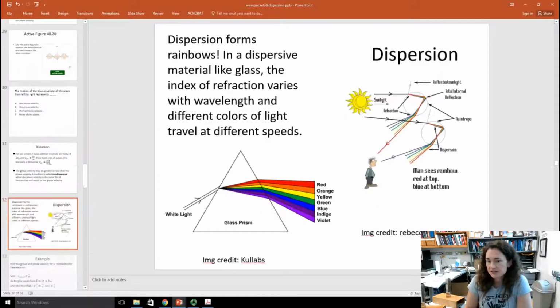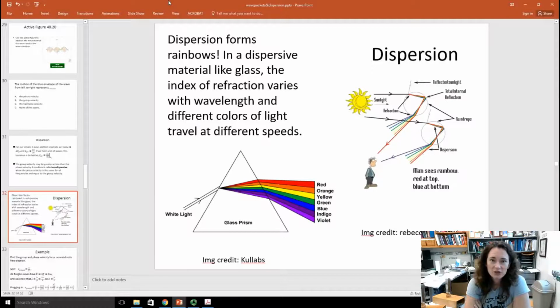Now to give you sort of a classical picture for what this is like, we can talk about dispersion for light. Dispersion actually causes rainbows. In a dispersive material like glass or water, the index of refraction is going to vary with the wavelength, and different colors of light travel at different speeds. And that's why light that travels through a glass prism gets separated into its component colors. It's also why when sunlight strikes raindrops, it splits into little rainbows as well, okay? And then eventually, with enough raindrops, you get a big old rainbow up in the sky. So that's dispersion, classical.